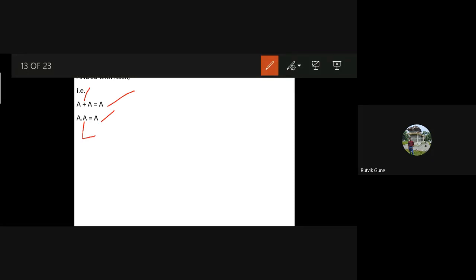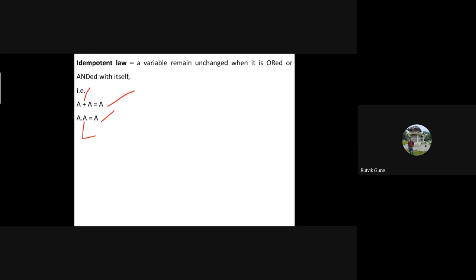I dealt with 3 laws. One is the annulment law, one is the identity law, and one is the idempotent law. Are these 3 laws understood? Okay, good. We'll proceed further now. This was about your idempotent law. Next comes the complement law.